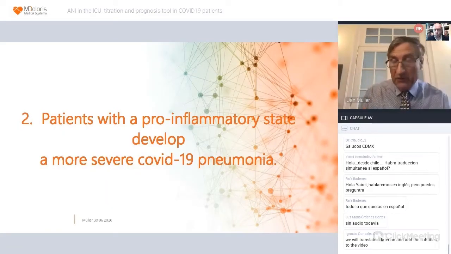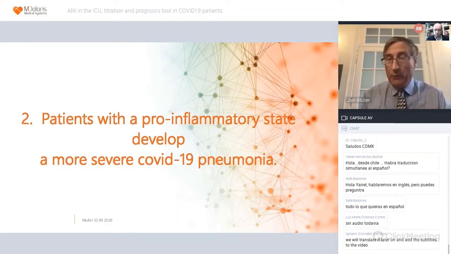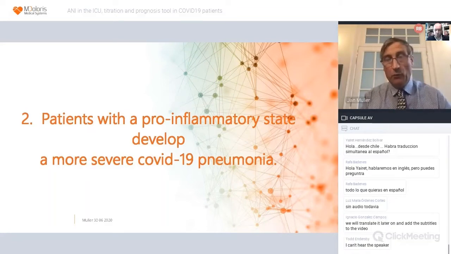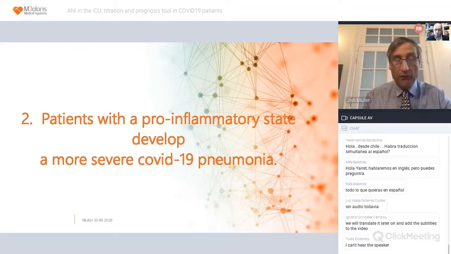The patients with a pro-inflammatory state, would they develop a more severe COVID-19 pneumonia? There was a little bit of discussion about, as we see, there were the elderly patients getting severe pneumonia, but also younger patients, most of the time males with obesity. And the big question came up, why are these males with obesity more prone to get a severe pneumonia requesting ventilation at the ICU?